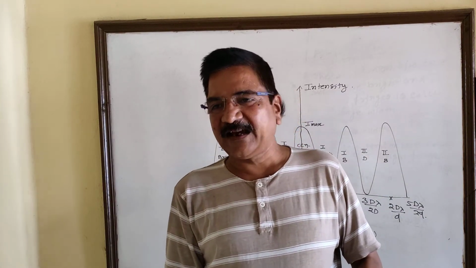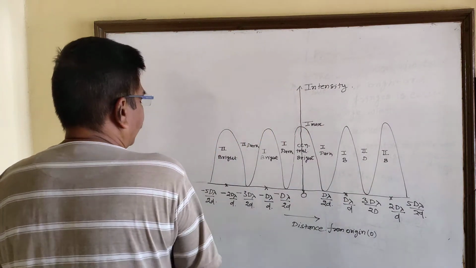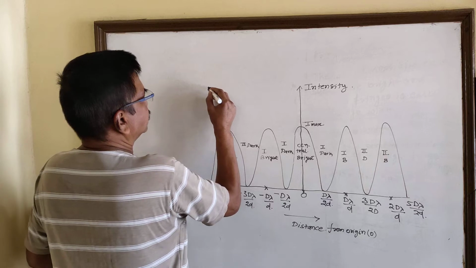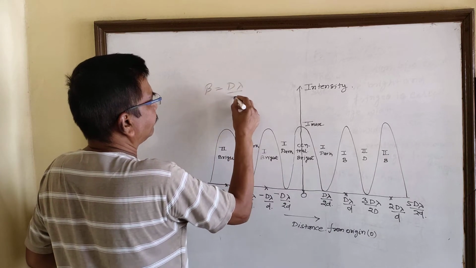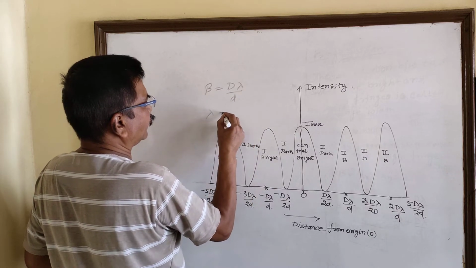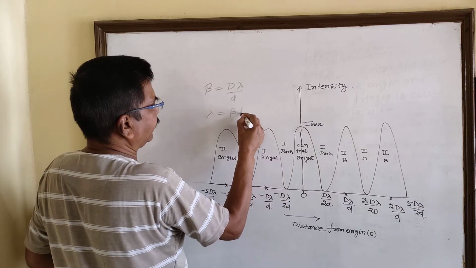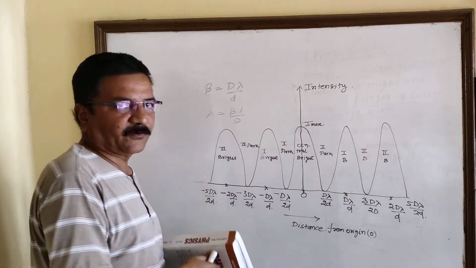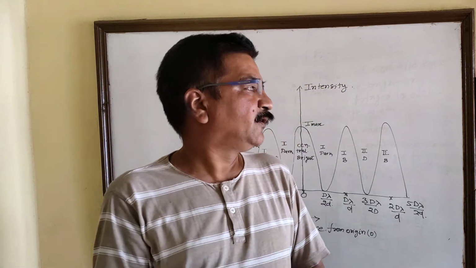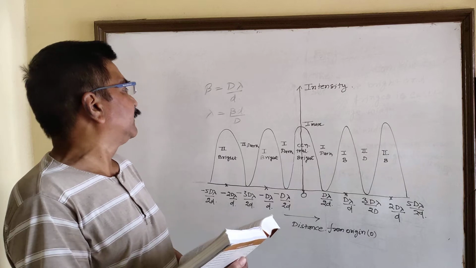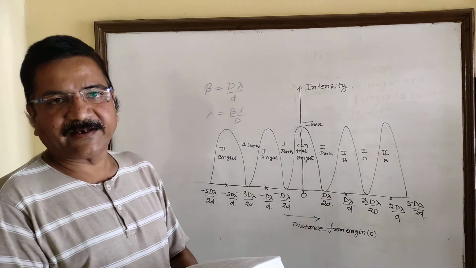Through this experiment we have calculated the formula beta is equal to d lambda by D, or you can write lambda is equal to beta d by D. With the help of this formula, we can calculate the measurement of the wavelength of the light which is being emitted by the sources of light, right?